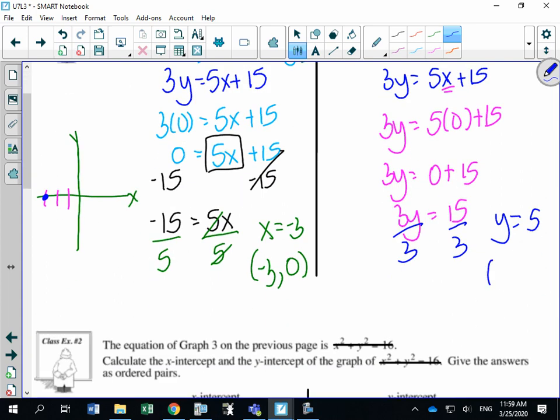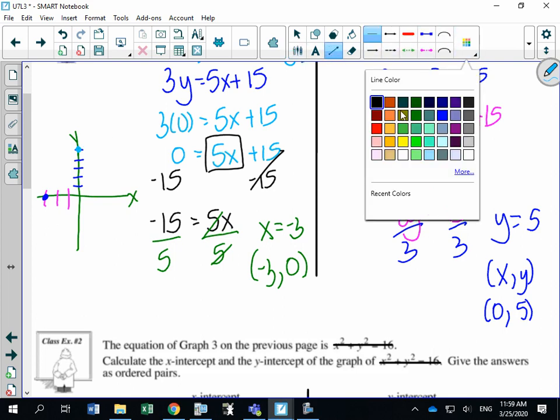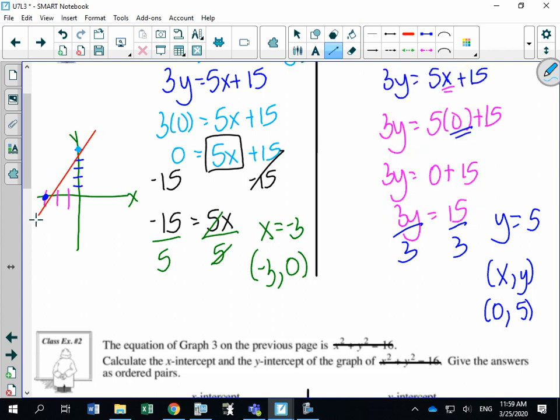What is the ordered pair, though? It's always x comma y. X is 0, and y is 5. There's my y-intercept. As long as you have 2 points, that's the minimum amount of points you need, and I could draw this graph. Because I simply connect those 2 points. There's my graph. Draw an arrowhead at the end of each line. And the equation of this graph is 3y is equal to 5x plus 15.